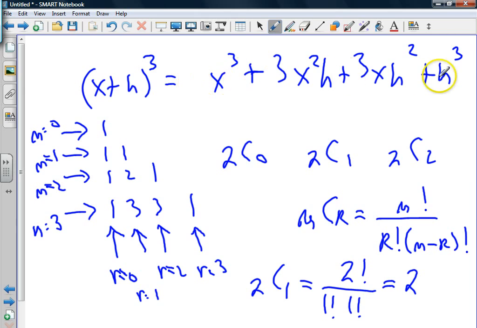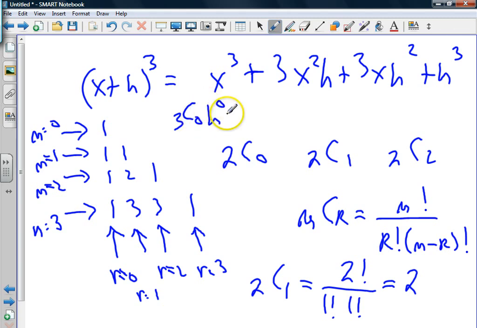So how do you get this without FOIL? How did I get that? I said, okay, cubic means I'm in the third row, and I'm going to use the coefficients 1, 3, 3, 1: 3c0, 3c1, 3c2, 3c3. And then this is h to the r, x to the n minus r. Right? So what was this?